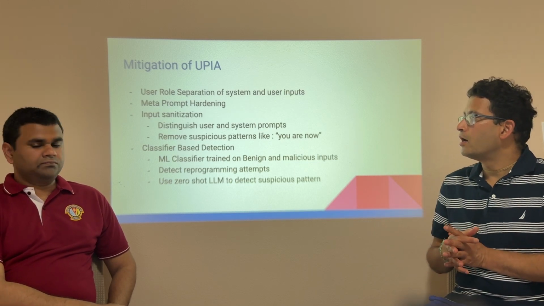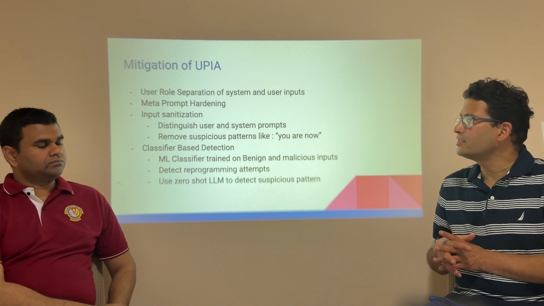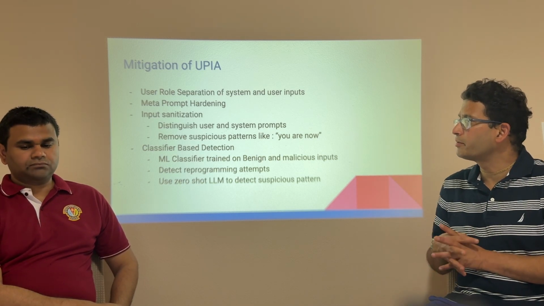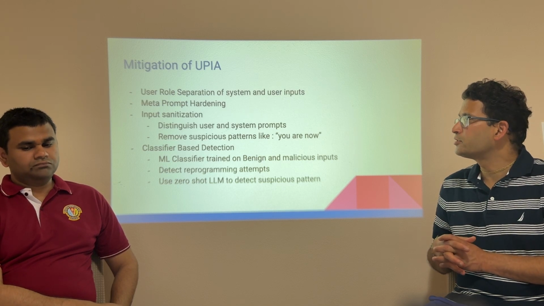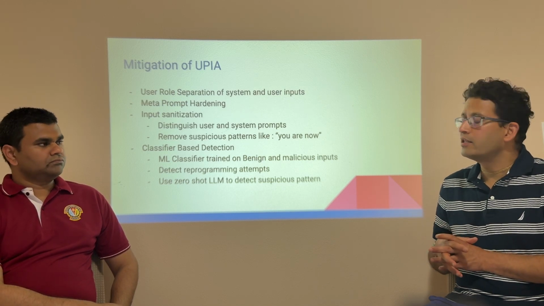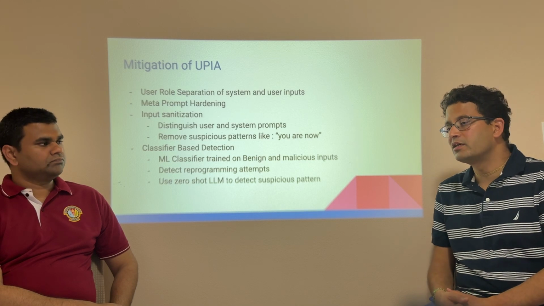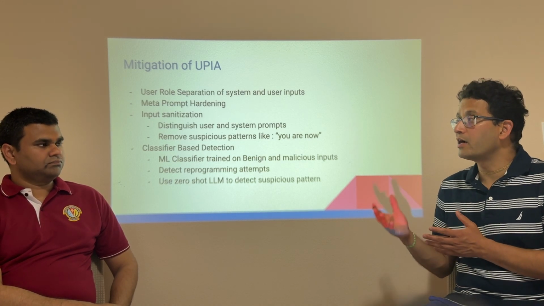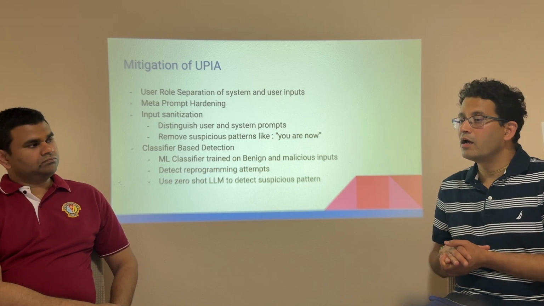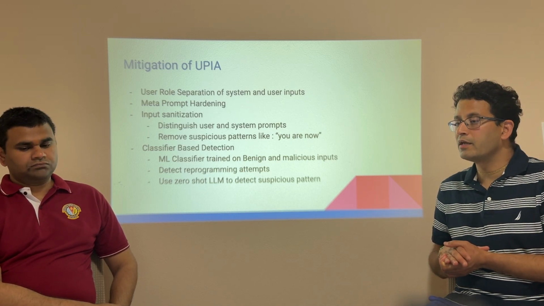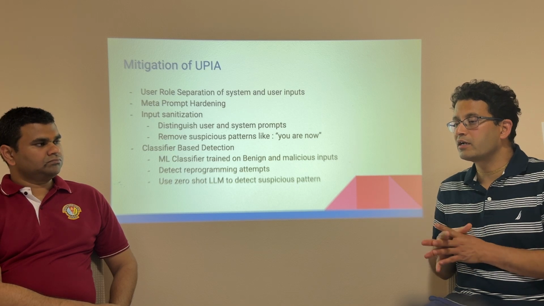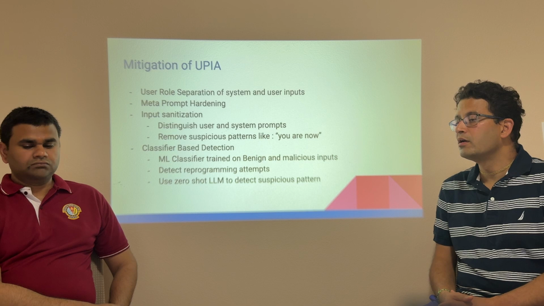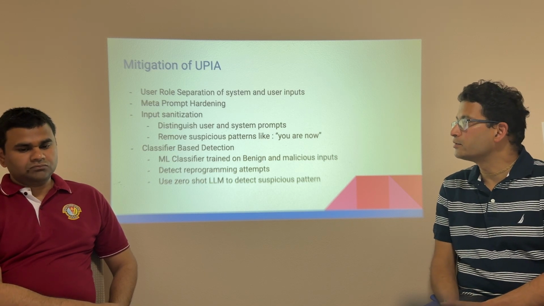Then input sanitization, where you distinguish between user and system prompts. It's very similar to the user role separation, and you also remove suspicious patterns like "you are now this." And lastly, there are classifier based detections, where the system classifies prompts into different categories, whether they are safe or not, and uses reprogramming attempts to detect those, and zero shot LLMs also. So these are different mitigation mechanisms.